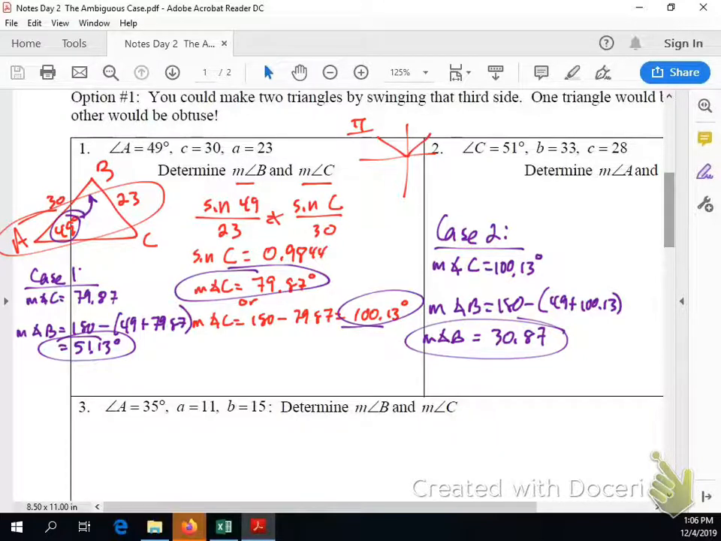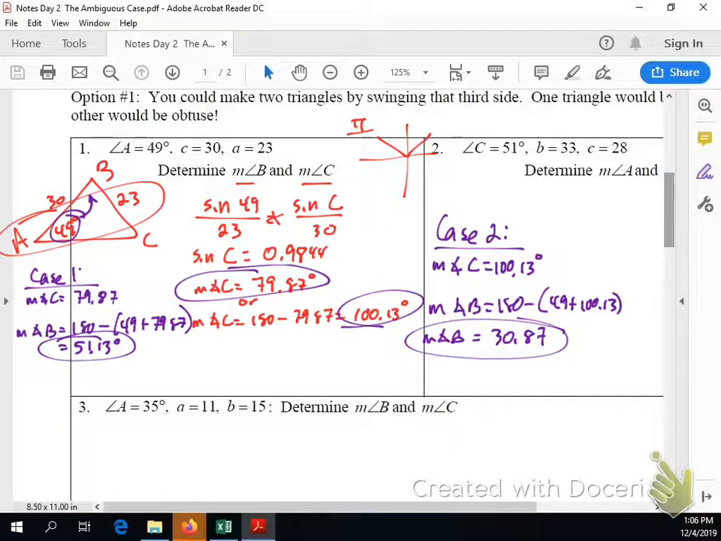And with side angle side, there are not multiple ways to make a triangle with those pieces. So we don't have to worry about there being more than one angle measure that would work. This is only if we have angle side side. So make sure you're drawing your triangle and labeling it to see if we have angle side side going on. All right, second example.